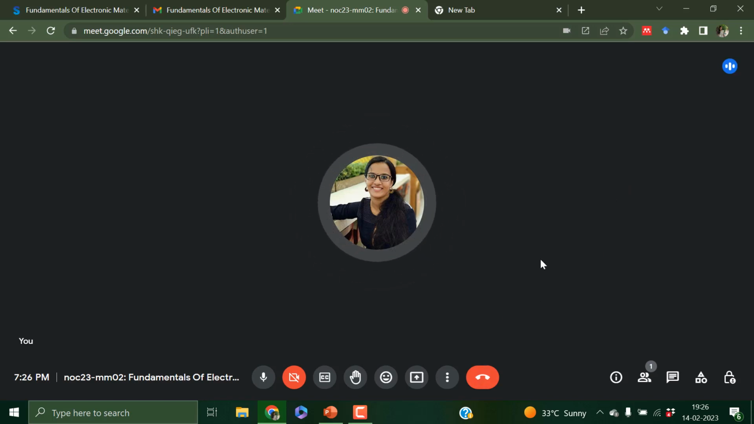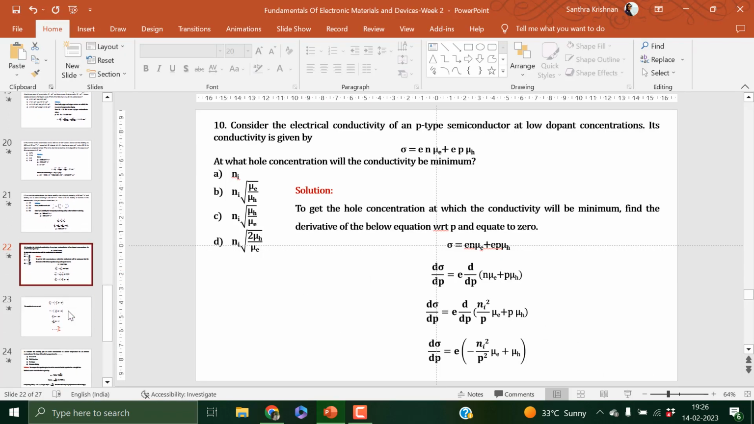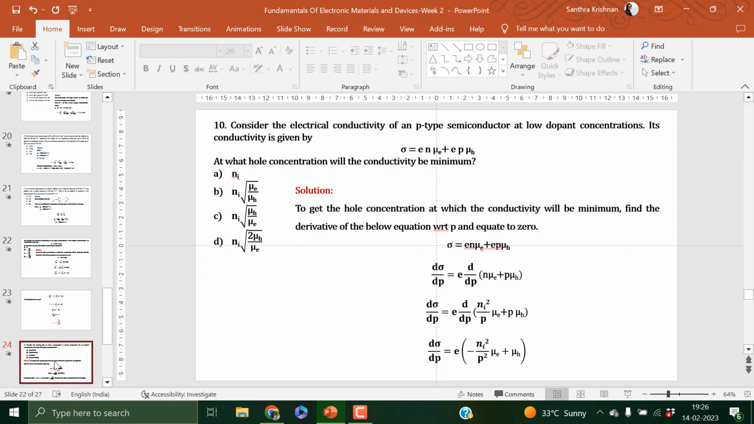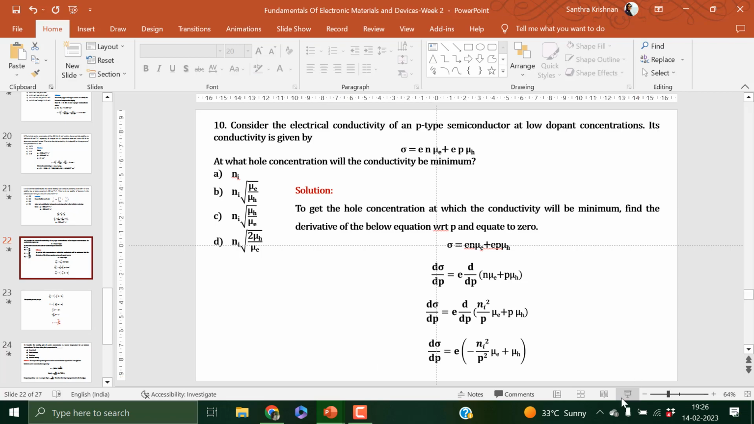So I think everybody has left due to the small delay caused by a connectivity issue. Sorry for the delay, guys. There was some issue with my connectivity. So basically, this is the last question that I wanted to explain for today.